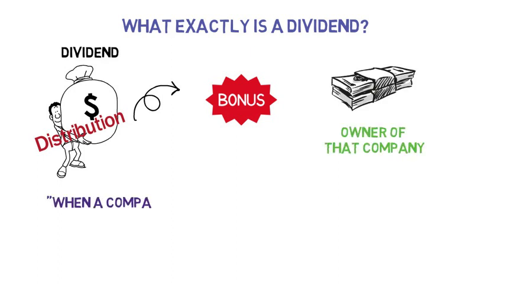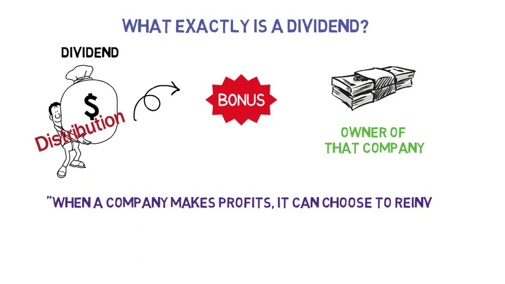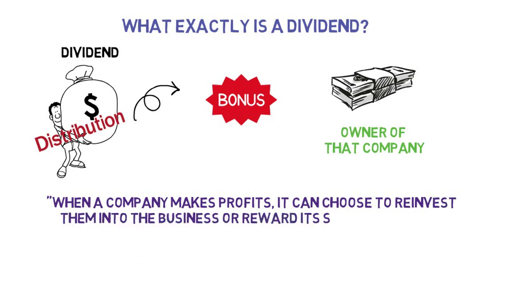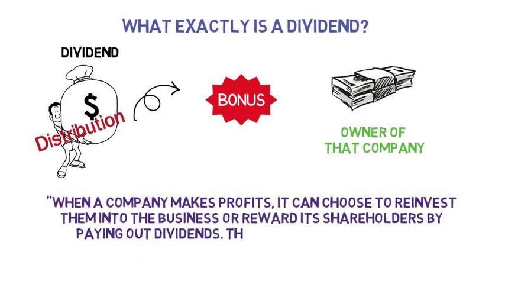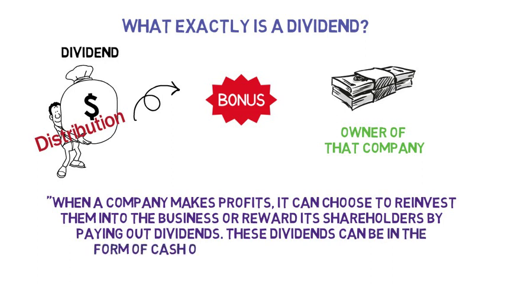When a company makes profits, it can choose to reinvest them into the business or reward its shareholders by paying out dividends. These dividends can be in the form of cash or additional shares of stock.